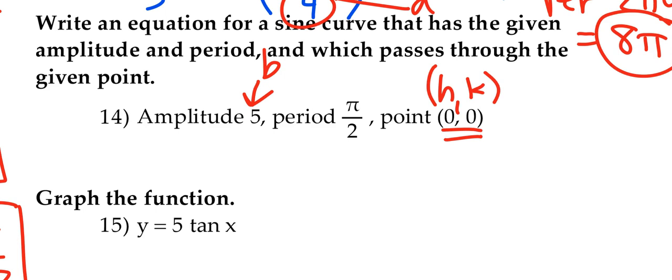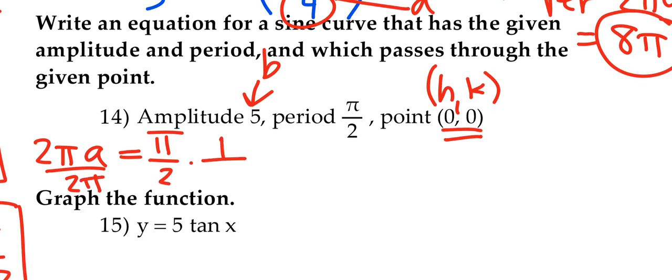Now, to get my value of a, we remember that the original period, 2 pi, times whatever a is, in this case is equal to pi over 2, because they gave me the period. Can you solve that for a? It is 1/4, right? You divide both sides by 2 pi, which in middle school would be the same as multiplying by the reciprocal, and so we do get 1/4.